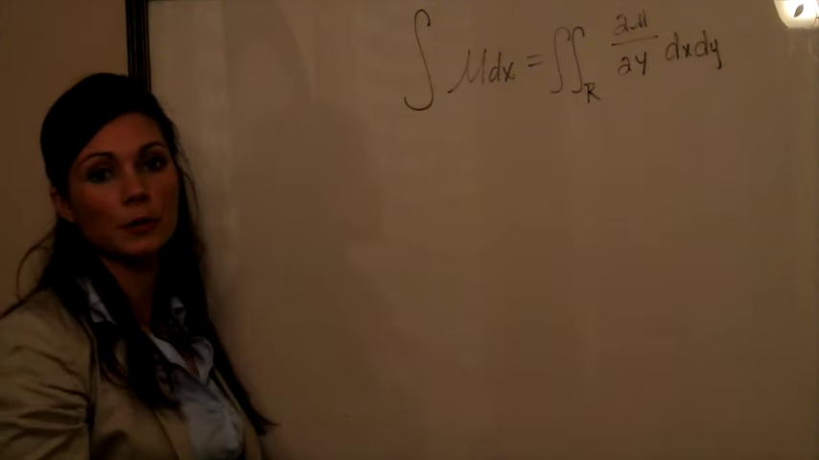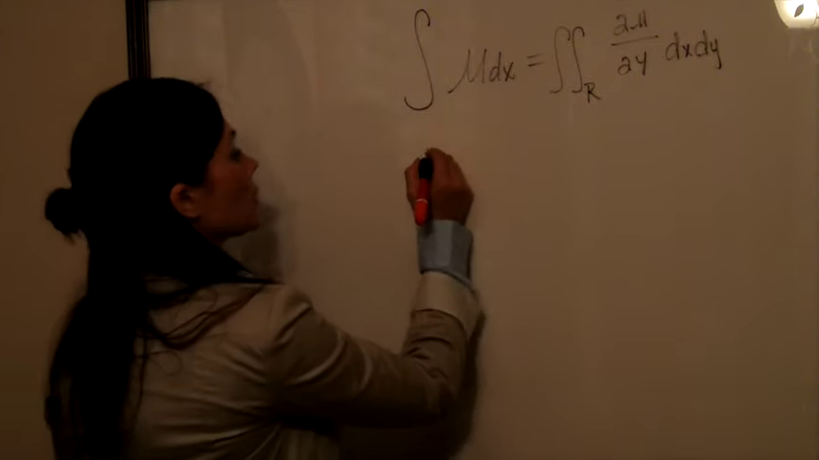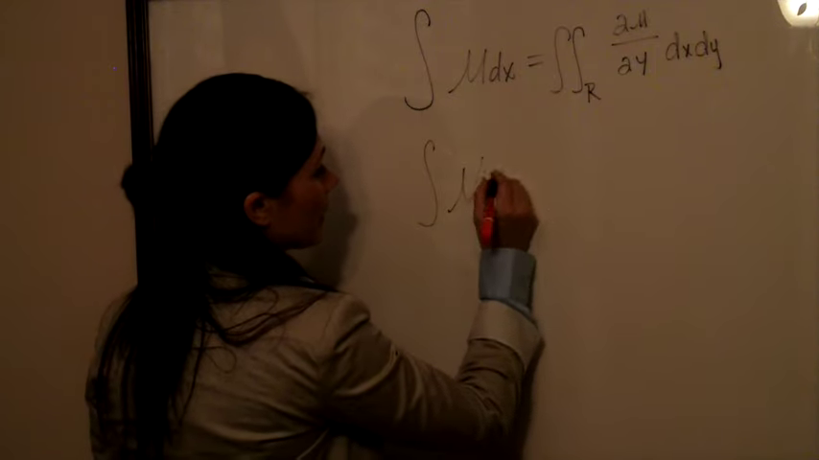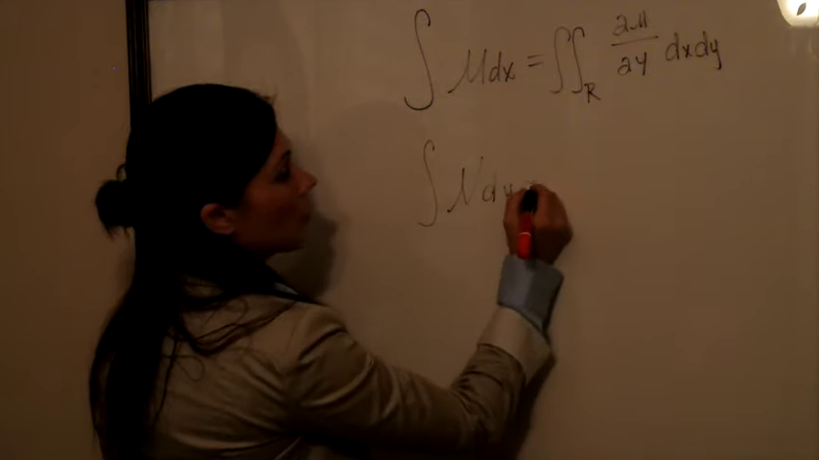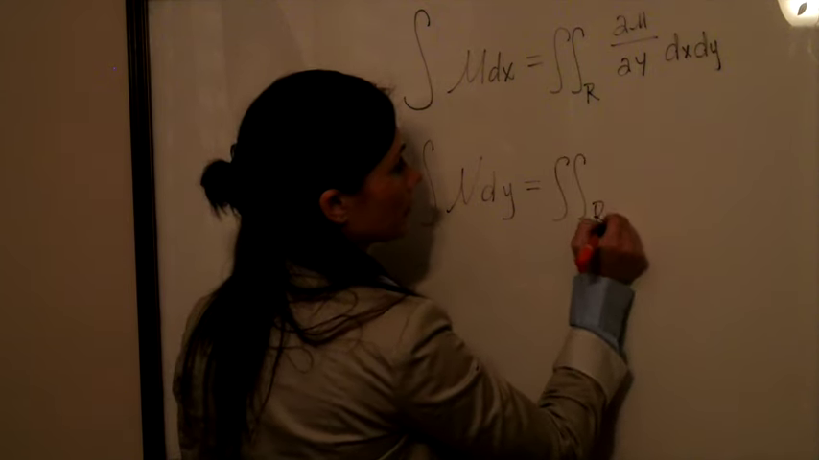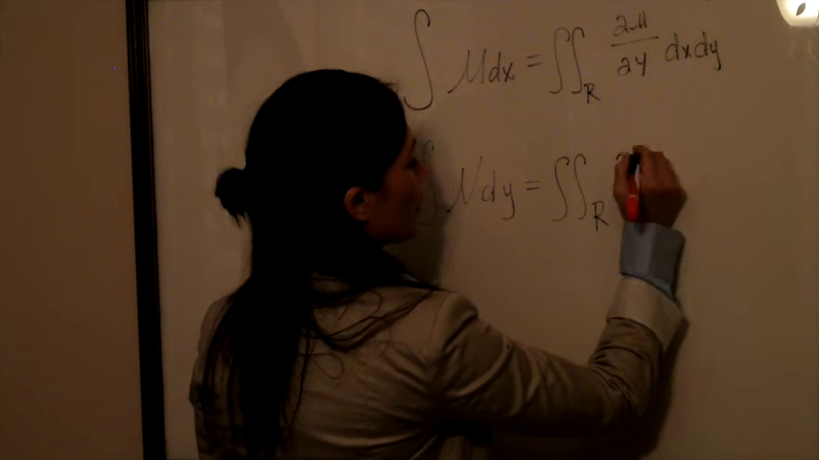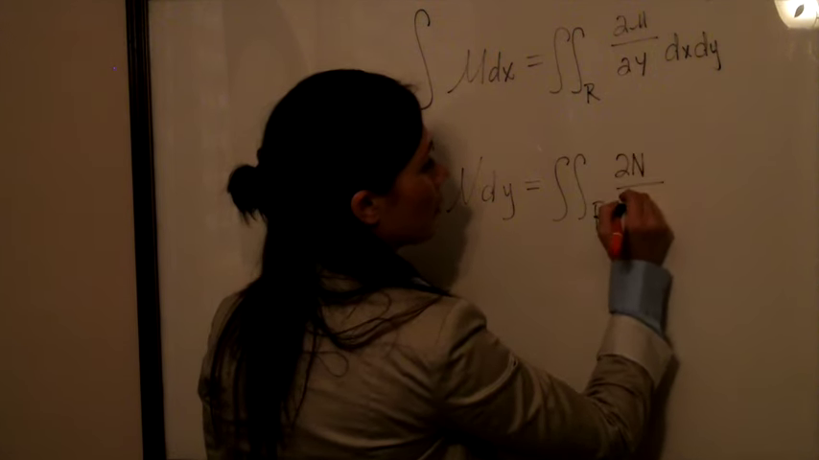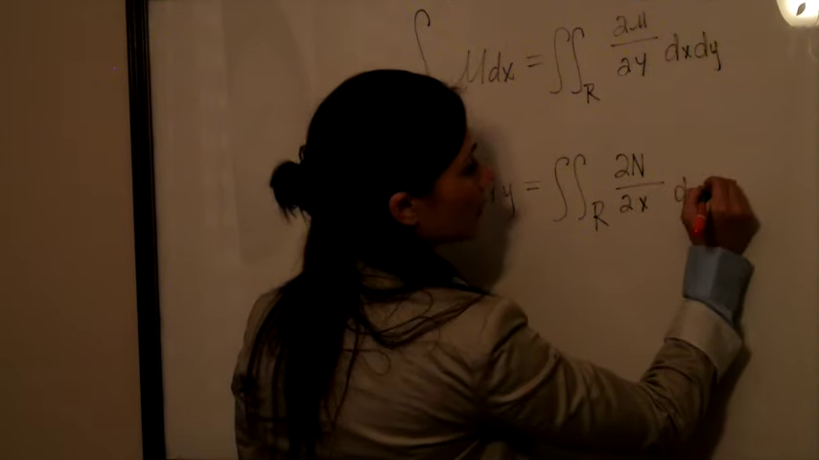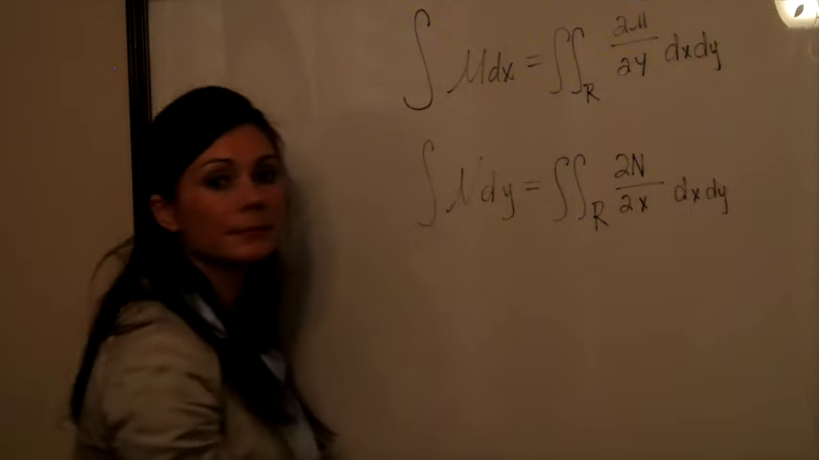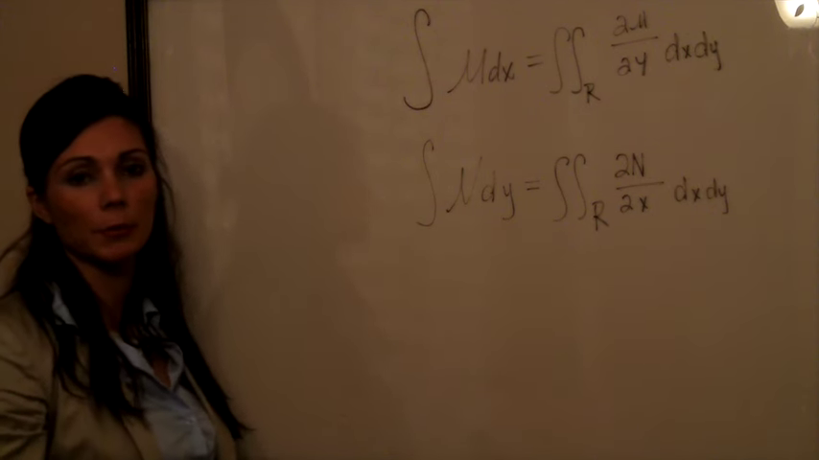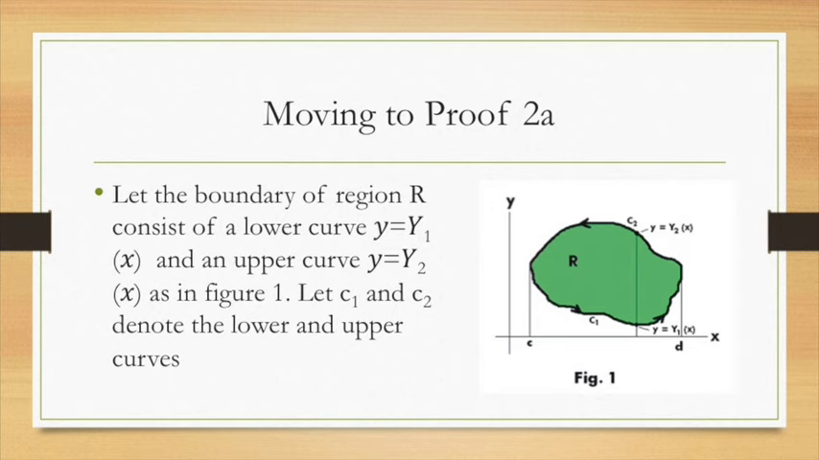Then we'll move on to our region N. So again, we have our integral of N dy, which is equal to the double integral over the region of partial N over partial x dx dy. And the sum of both of the integrals equals 1, completing our proof. Then we can move to the second proof.